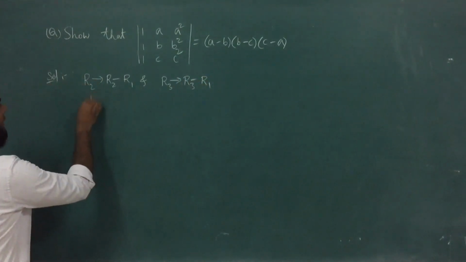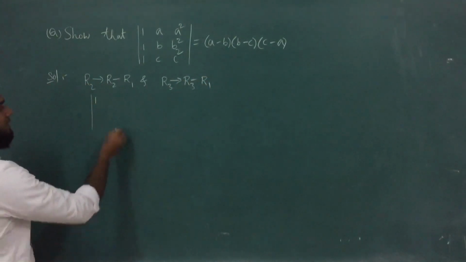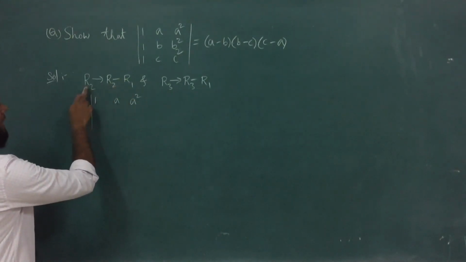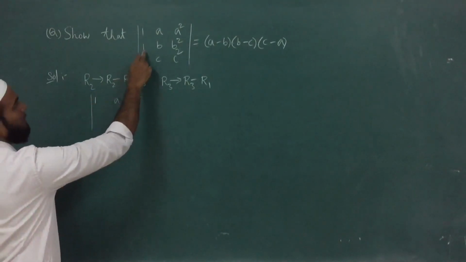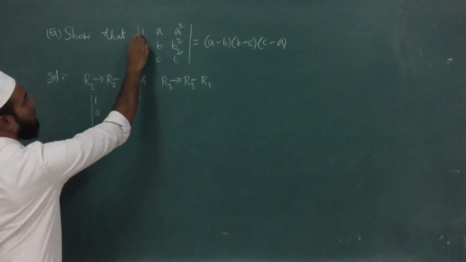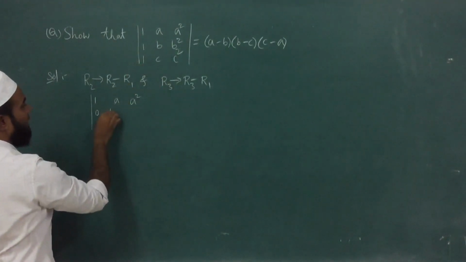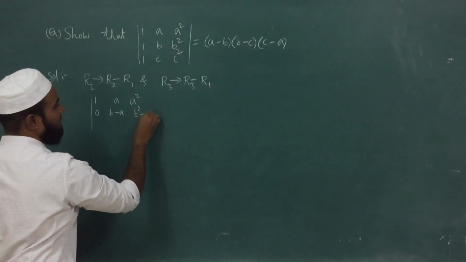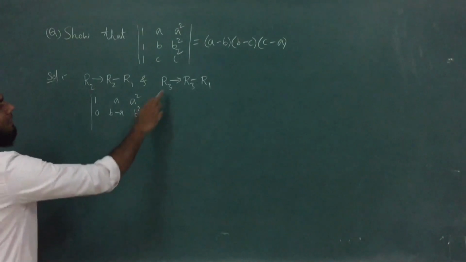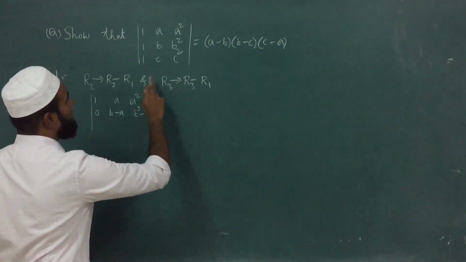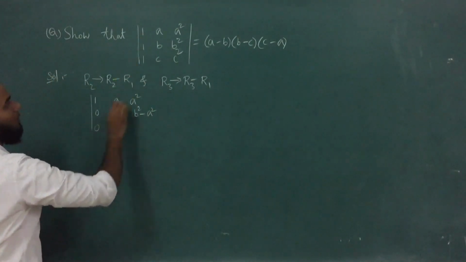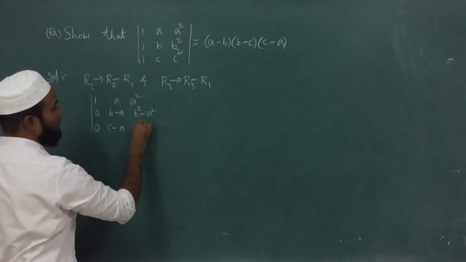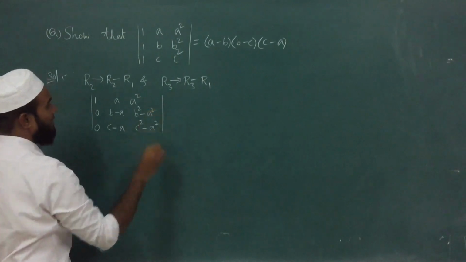So this determinant will be equal to: first row we are not touching, so 1, a, a² as it is. Then R2 is replaced with R2 minus R1: 1 minus 1 is 0, second entry b minus a, third entry b² minus a², right? Then R3 is replaced with R3 minus R1: 1 minus 1, 0, c minus a, then c² minus a², right?